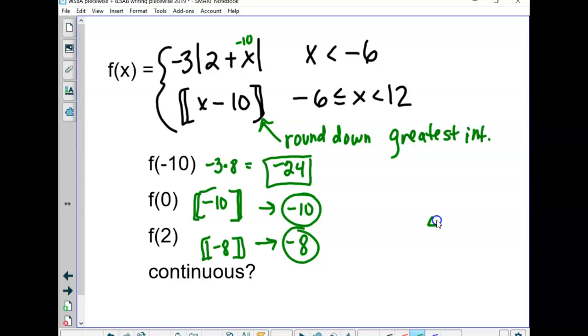What if I put in a 4.5? That would go in the bottom rule, right? 4.5 minus 10 would be -5.5. And what is the rule for that? What's the next lower integer?